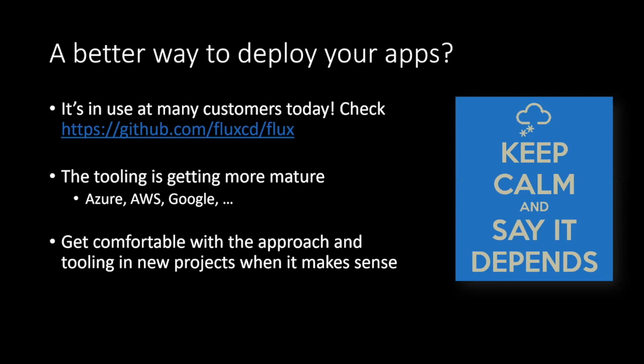But GitOps is getting more and more traction in the market. It's used at many customers. You can check on that URL. You'll find quite some customers who use, in this case, the Flux tooling. What I can say is that the tooling is getting more and more mature. It's all over version 1 today, and the big hyperscale cloud vendors like Microsoft, Amazon, and Google are also getting into it for a while already as well.